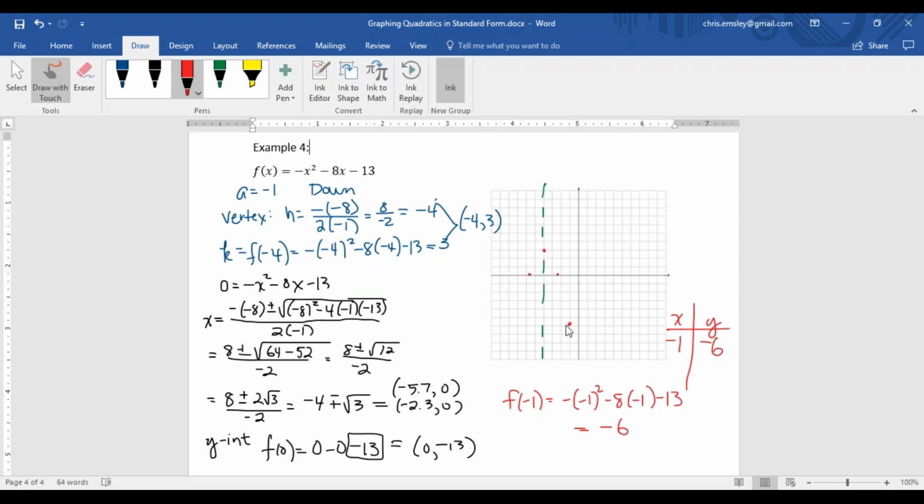And using that property of symmetry, this is 3 units to the right of the axis. So I must also have a point 3 units to the left of the axis of symmetry. And there we go. From there we can sketch in our parabola. And that's it.